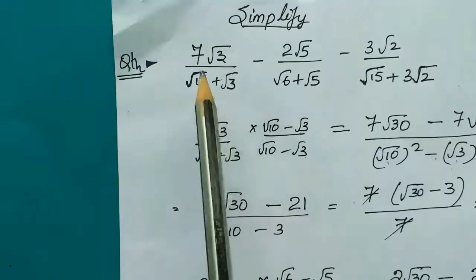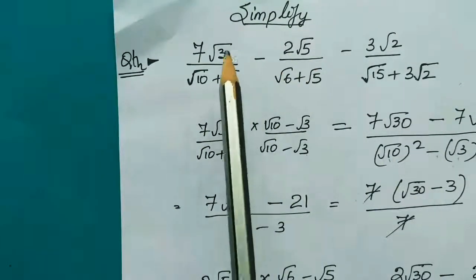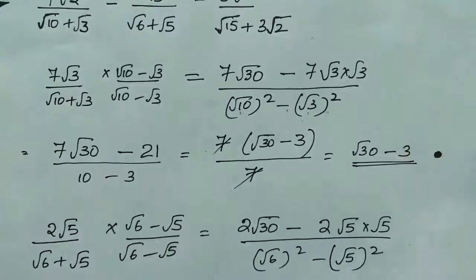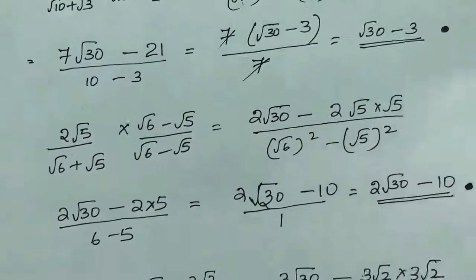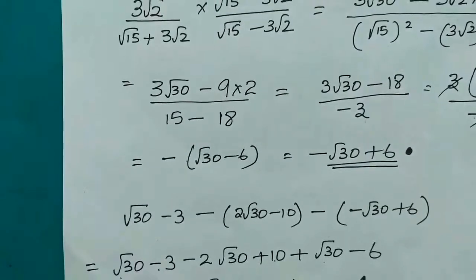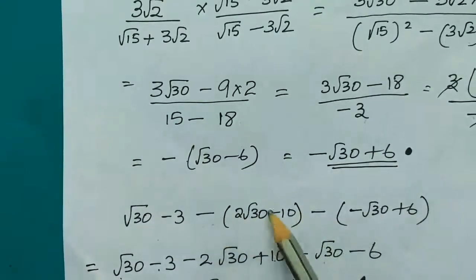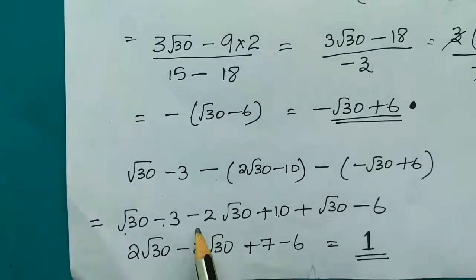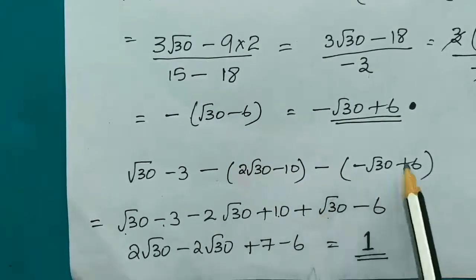Now we have got an answer for all these, so you have to put the answers in the place of these terms. In the place of 7 root 3 by root 10 plus root 3, substitute root 30 minus 3. In the place of 2 root 5 by root 6 plus root 5, substitute 2 root 30 minus 10. After substituting, you get root 30 minus 3 minus, and this minus is already in the question, so you have to take this negative sign into the brackets. So you get root 30 minus 3, minus 2 root 30 plus 10, plus root 30 minus 6.